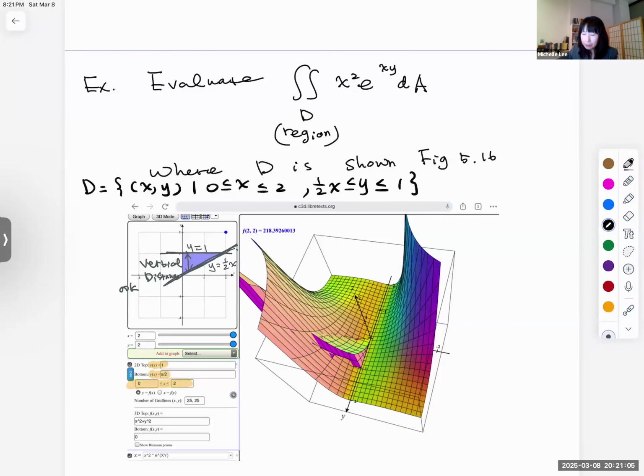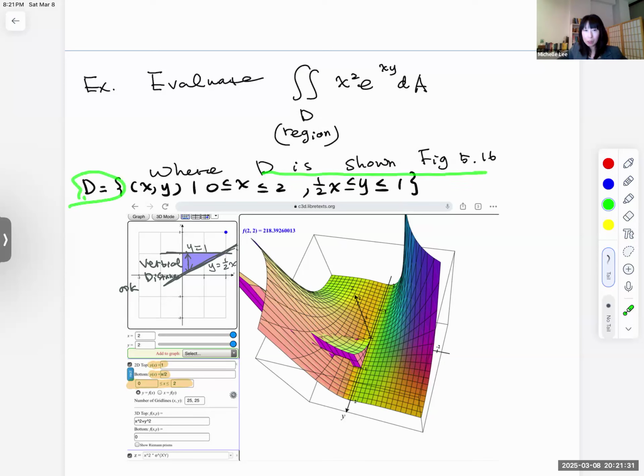Okay, so we have this example: evaluate the double integral of x squared e to the xy dA, right? So we have a region D. So we have a surface x squared e to the xy. Then we want to take out the xy plane region. This is shown in figure 5.16.